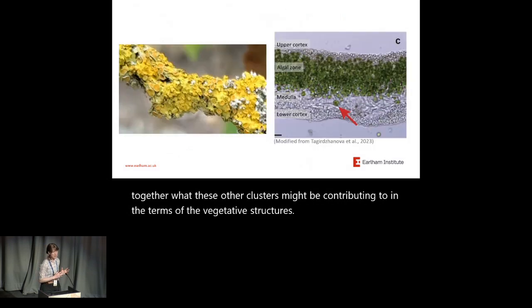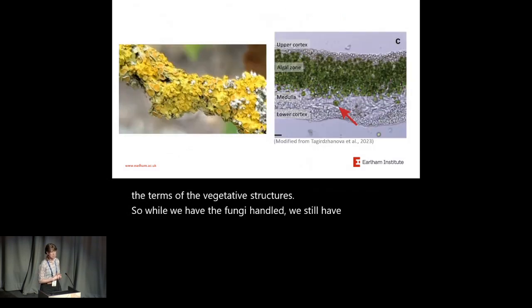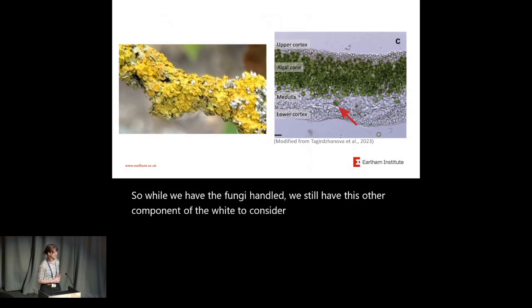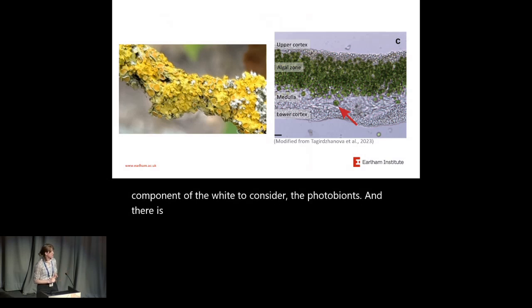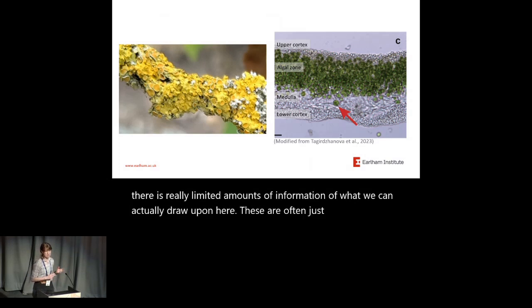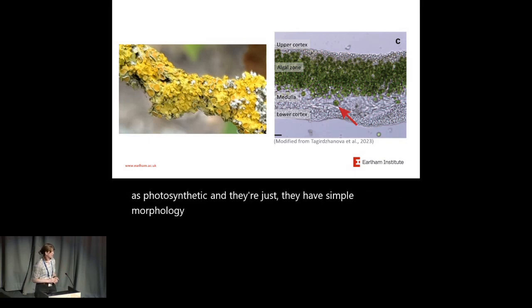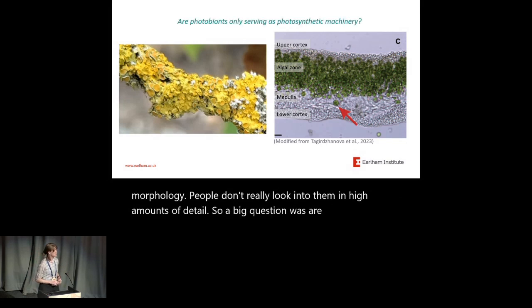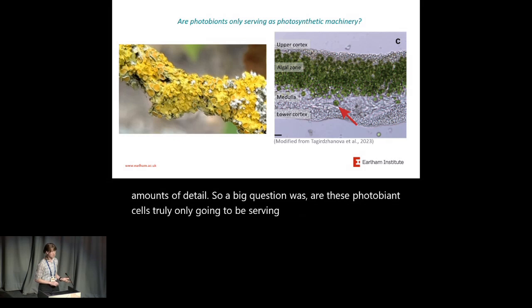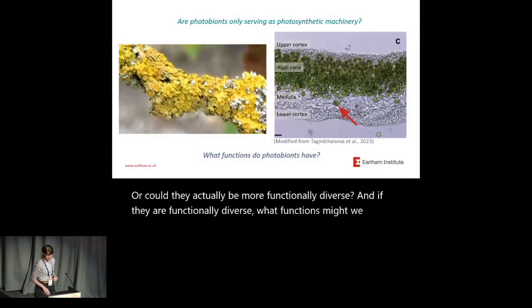While we have the fungi handled, we still have this other component of the lichen to consider, the photobiont. There is really limited information we can draw upon here. These are often simply described as photosynthetic, and they have simple morphology. People don't really look into them in great detail. So the big question was, are these photobiont cells truly only going to be serving as photosynthetic machinery, or could they actually be more functionally diverse? And if they are functionally diverse, what functions might we find in these photobionts?